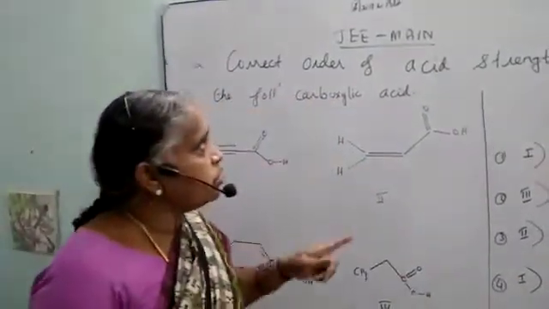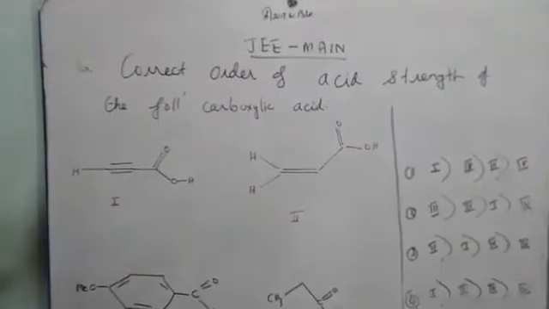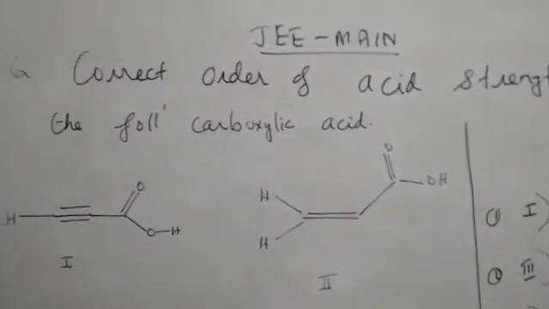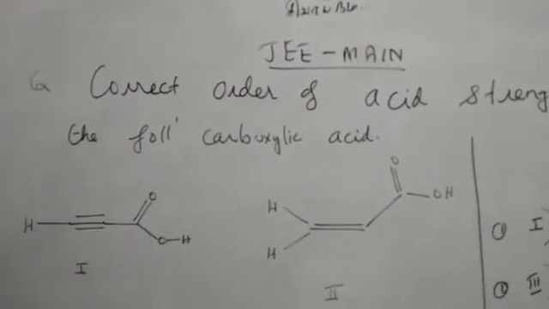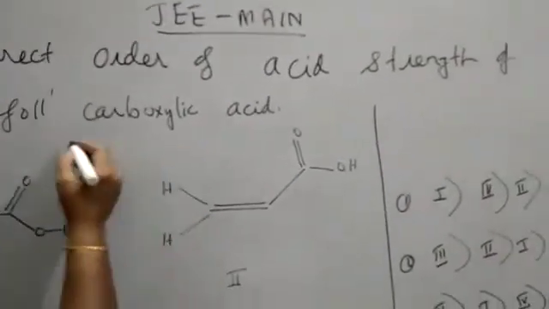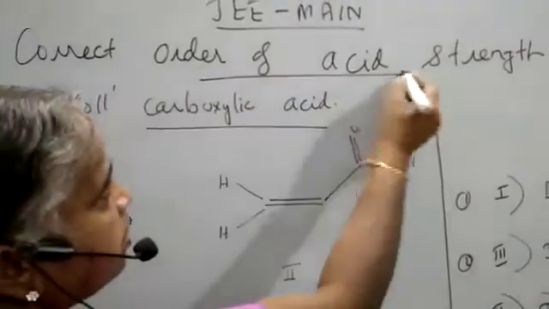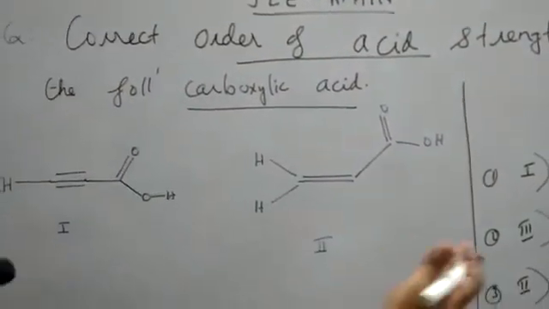So today we are going to see the JEE Main previous year questions. Previous year questions are very important. Now we are moving to the question: what is the correct order of acid strength of the following carboxylic acids? They are asking about acid strength. Let us go and see the options.